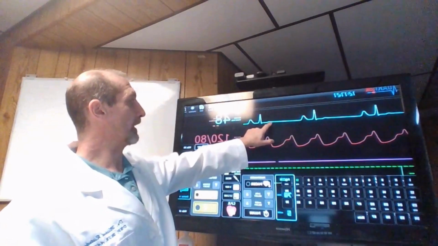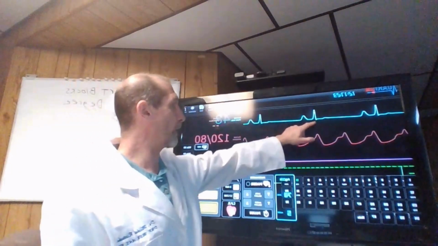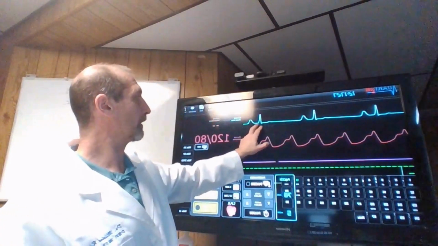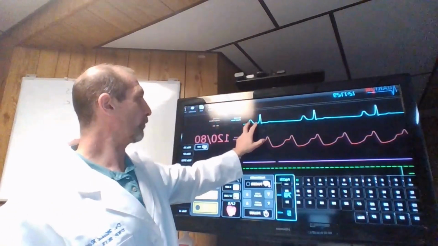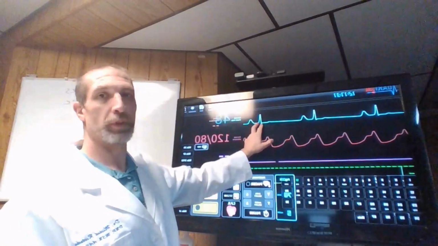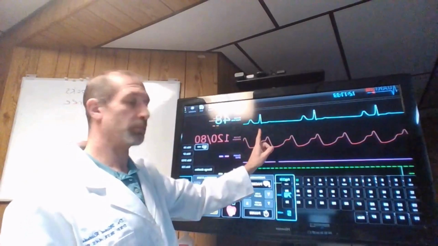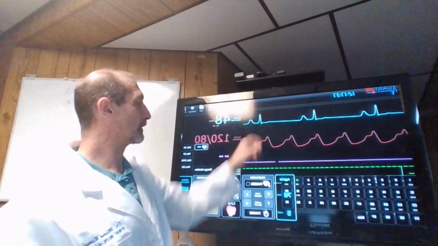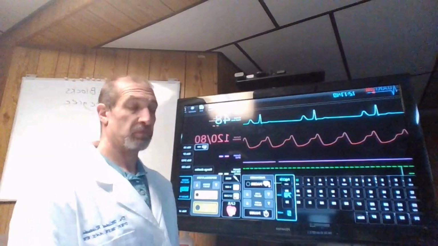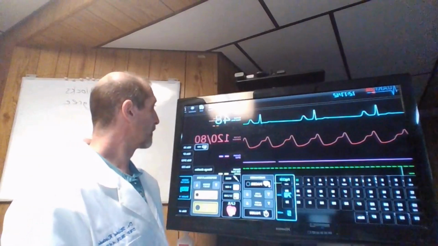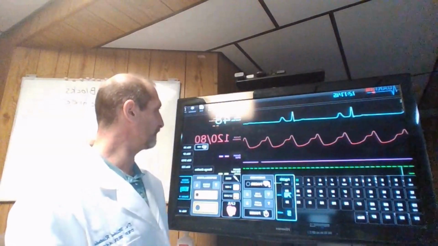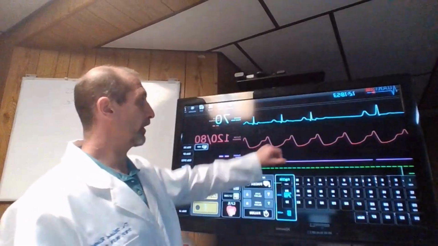Again, we're going to have a P wave for every QRST complex. When we measure everything out, it will be within normal limits except for our PRI. And it's that simple. Now you know what a first degree heart block looks like. So I want you to see the difference.